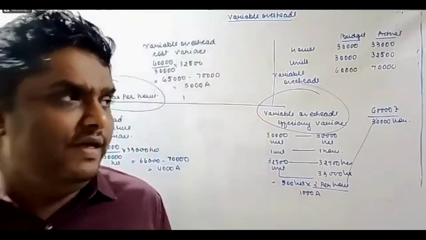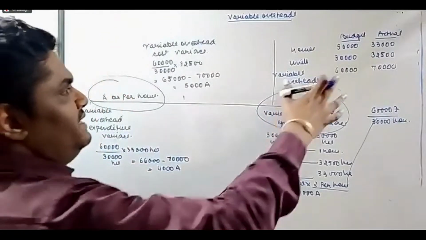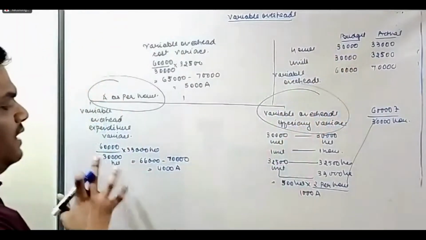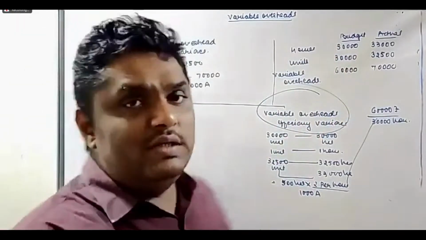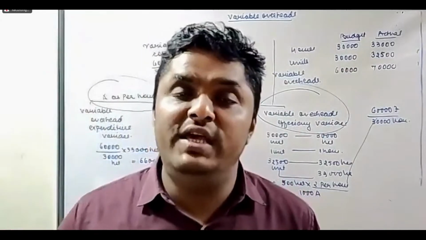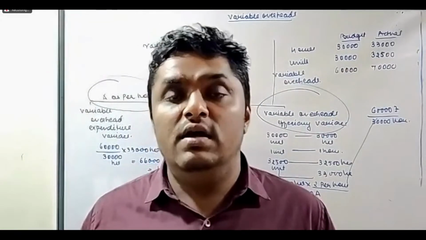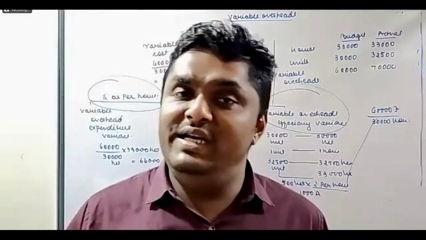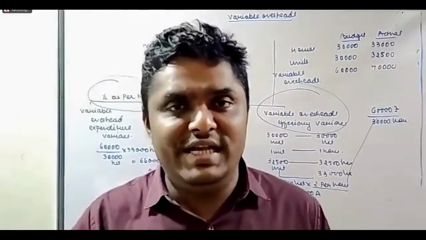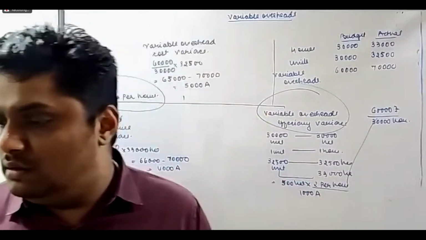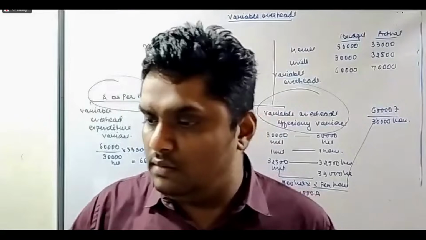In expenditure variance, again straight away, 60,000 overheads for 30,000 hours. So for 33,000 hours, कितना खर्चा होना चाहिए था? 66,000. But we actually spent 70,000. That is 4,000 extra. That's why we call it as adverse.